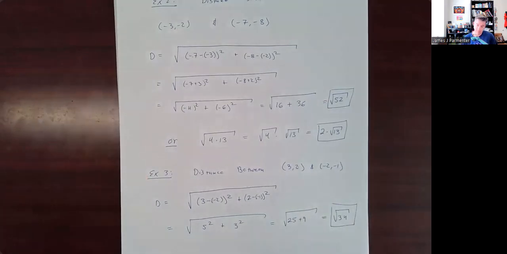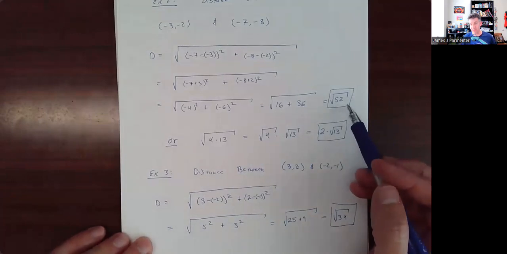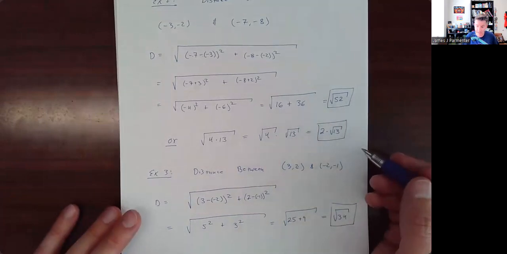Something worth knowing, it's good to know that the square root of 52 is a little bit bigger than 7 because it's bigger than the square root of 49.